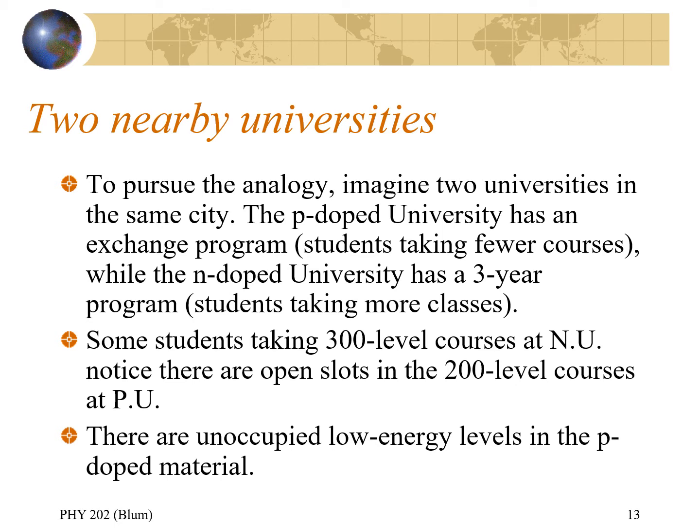So some students at NU, the n-doped university, who are up in the 300 level courses, have a friend over at PU, and the friend at PU tells them that there's some open slots in the 200 level courses. So of course, some of the students taking 300 level courses at NU want to take their courses over at PU and take a 200 level course instead. What does this mean in the non-analogy? It means that there are unoccupied low energy levels in the p-doped material.